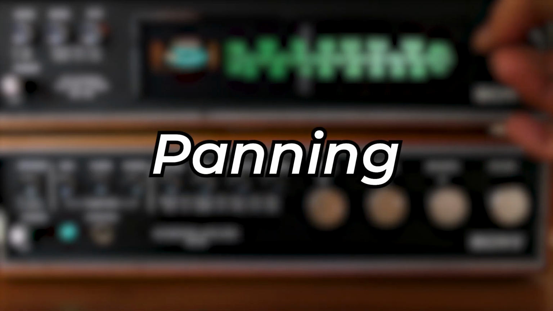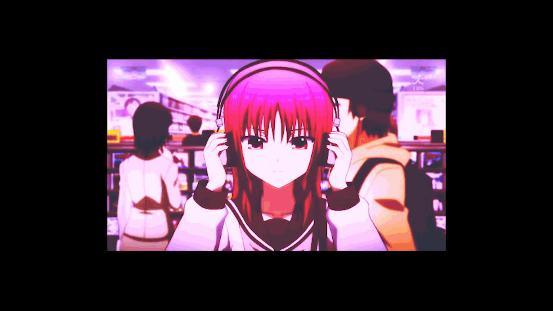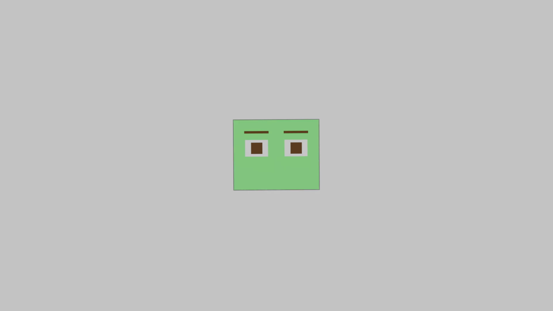Panning is the act of moving a sound anywhere in the stereo field or playback system. You'll probably hear this best if you wear headphones, but if I were to pan this all the way to the right, it's over here. If I pan this all the way to the left, it's over there. Okay, we're gonna go on to filters now.